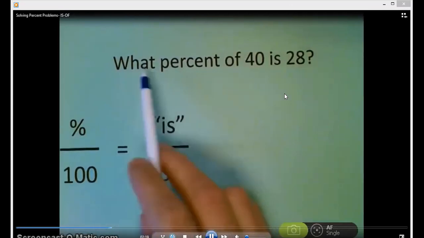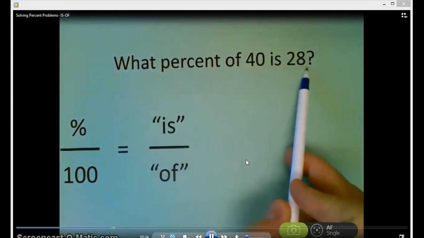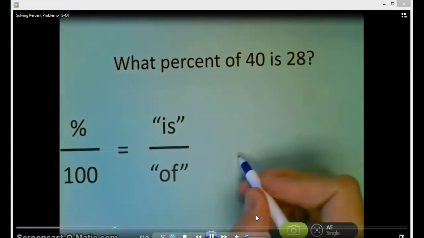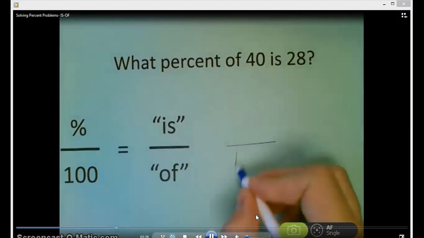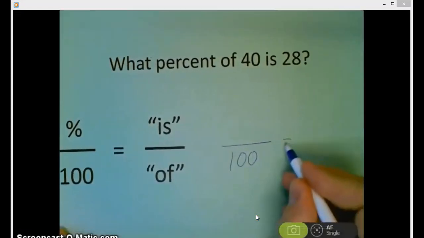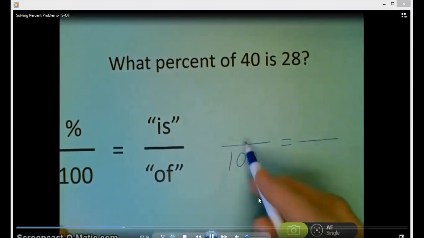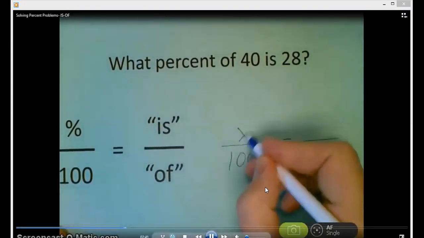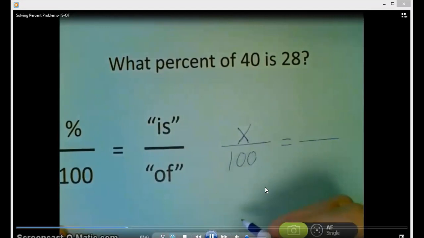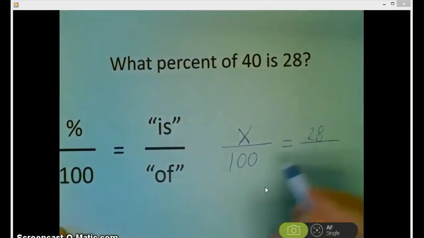Then, as I said, we will simplify here. We will start. The denominator is 100. The numerator is an unknown variable. And we will put first the numbers which we have. So this is X, the unknown variable, because I can't find any percent in the question. And then the word is, so I'm going to put 28, and then of, I'm going to put 40.